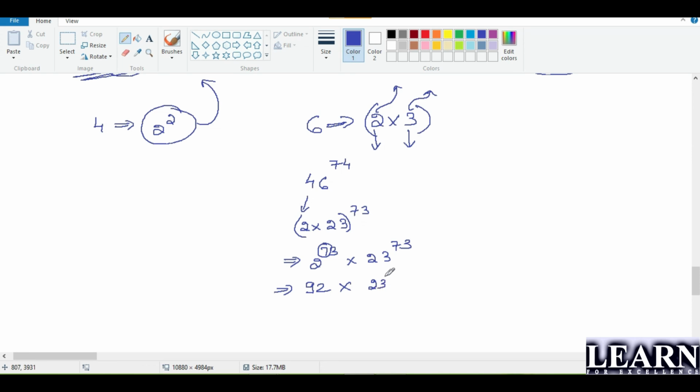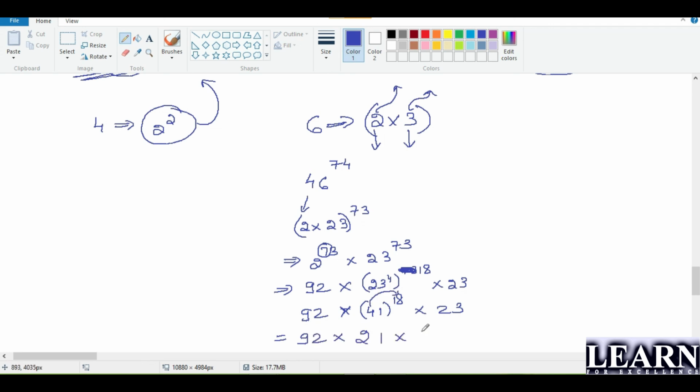Next, multiplied by 23. How to convert this? 23 to the power 4 to the power 73. Sorry, not 73. It is like 16 times is 64, 68 and 72. It is 18 times multiplied by 23. Right? How to take 23 to the power 4? 23 square is 529. So 29 again, 29 square is 41. So I can write 41 to the power 18. Here it is 92 and here it is 23. So I can write 92 into 41 to the power 18.